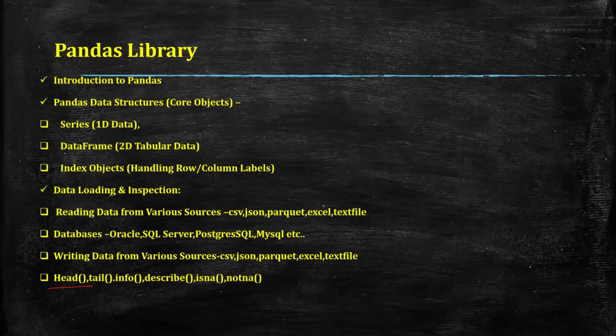Once we get into Pandas, we are going to discuss an introduction to Pandas, and Pandas data structures, Series as well as DataFrame, and index objects. We'll cover how to filter the columns, how to filter the labels, basically how to filter the data, how to select specific columns, and how to read and write it. And we are going to discuss databases: Oracle, SQL Server, PostgreSQL, MySQL.